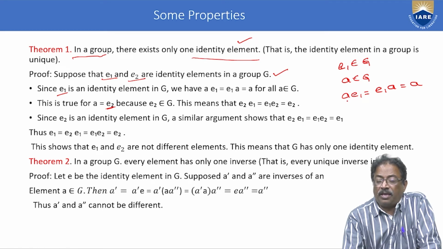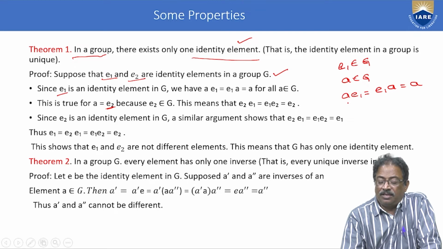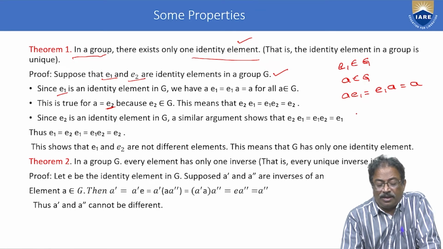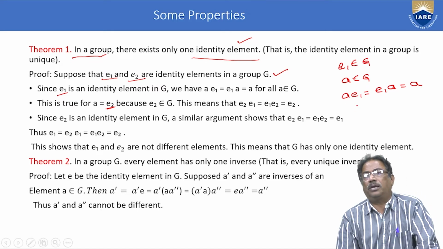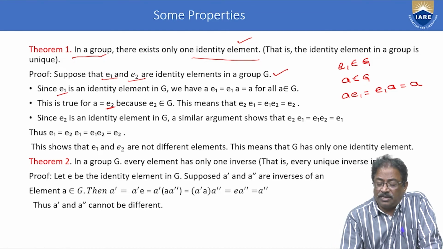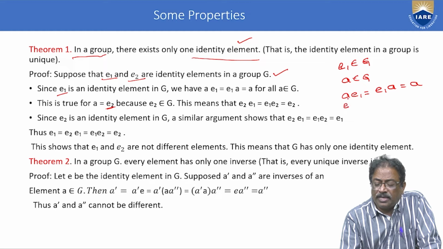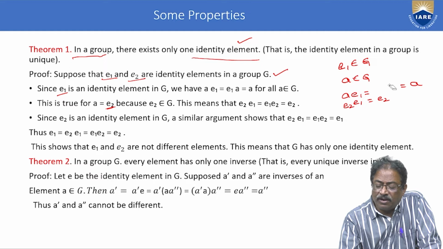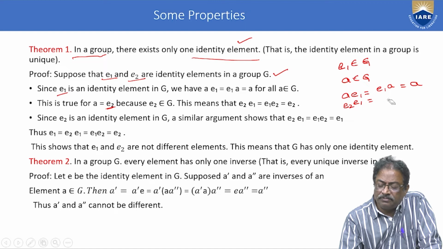In the place of A, I am just taking another element, let it be E2. E2 is also a member. So, I am going to consider another one. Here, instead of A, I am just taking E2. So E1 A, I am going to write as E1 E2.